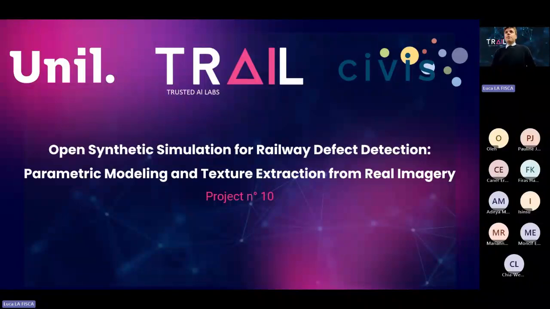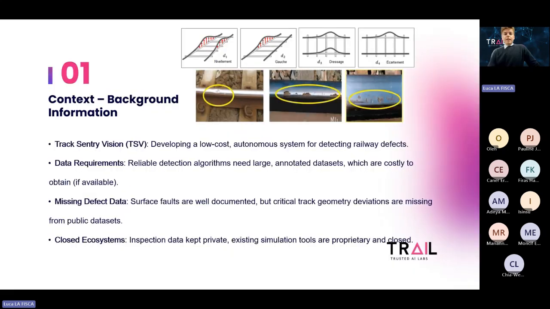My name is Augustin. I'm a researcher in AI from UC Louvain, and I'm here with my colleague Yanis to present you our project proposal, which is about railway defect detection, and more specifically, we want to build a digital twin for the infrastructure. But more on that later. First, let's give you some background information.